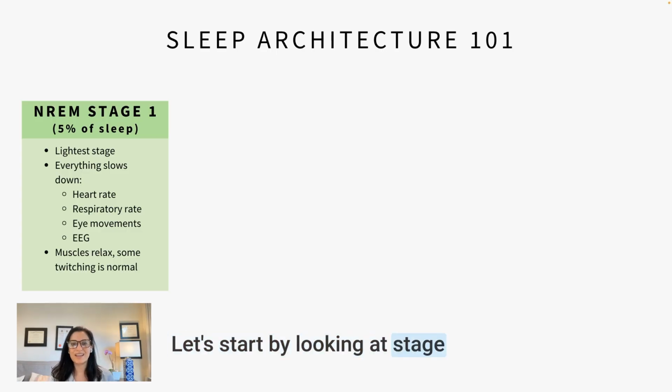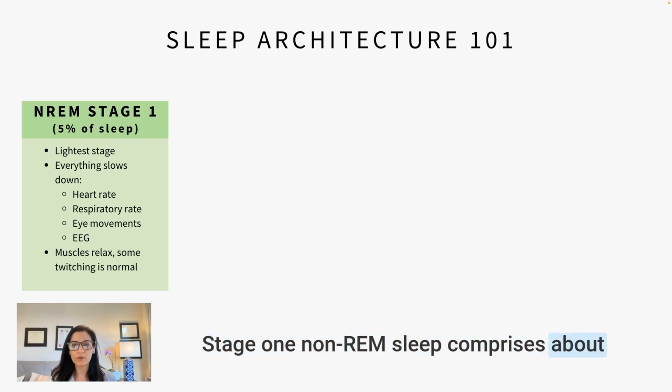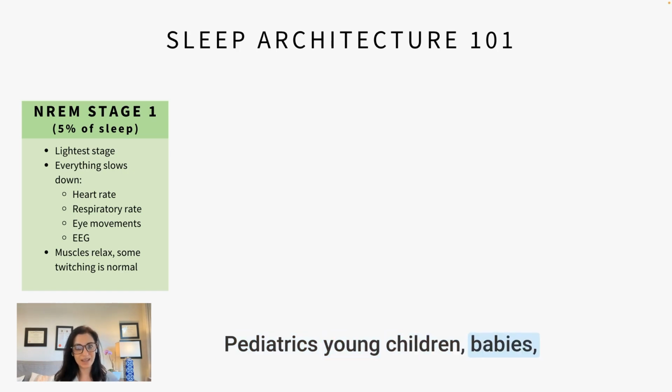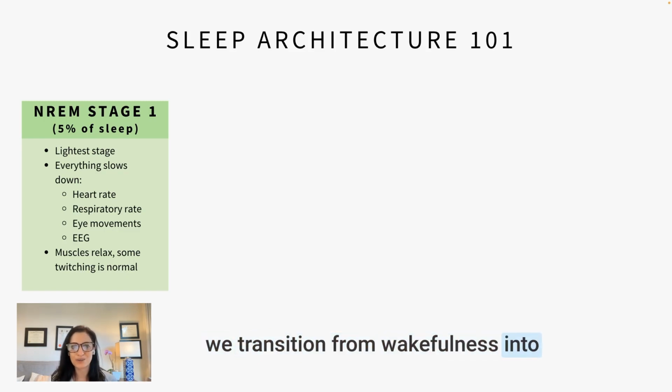Let's start by looking at stage 1 non-REM sleep. Stage 1 non-REM sleep comprises about 5% of an adult's total sleep architecture. The sleep architecture we're talking about today is for the adult patient. Pediatrics, young children, babies, they have a different sleep architecture. So we're talking about adults. Now, stage 1 is like the prelude in the symphony, the opening notes. It's a gentle and delicate introduction as we transition from wakefulness into sleep.